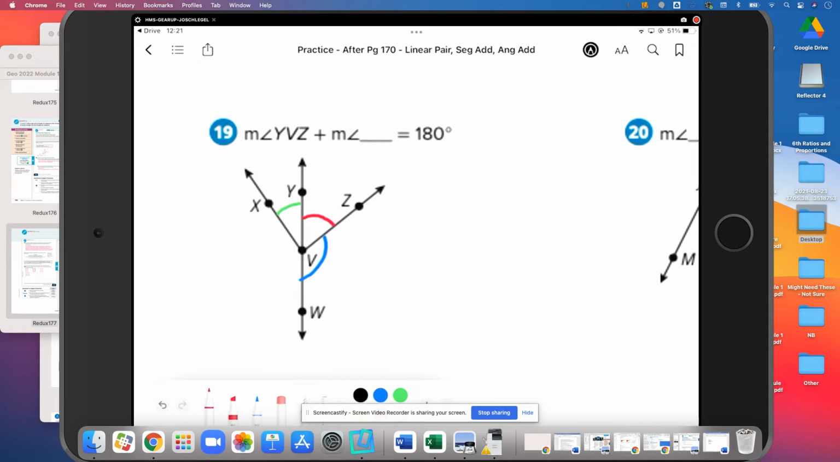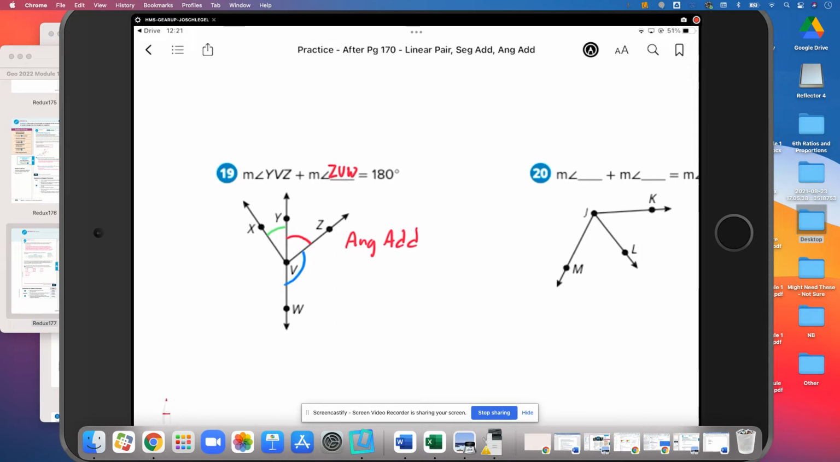So I'm going to say that YVZ and the blue angle, which is ZVW, make 180. So that is the angle addition postulate. And if you chose to name that angle differently, you could also name that angle WVZ, of course. So either one would be correct.